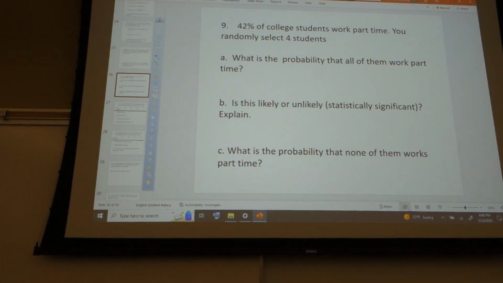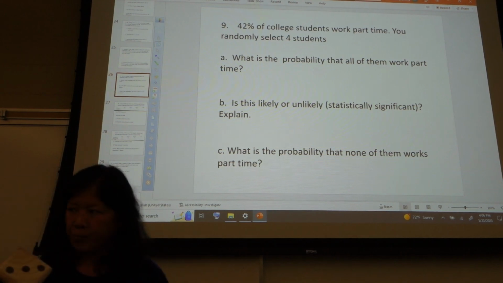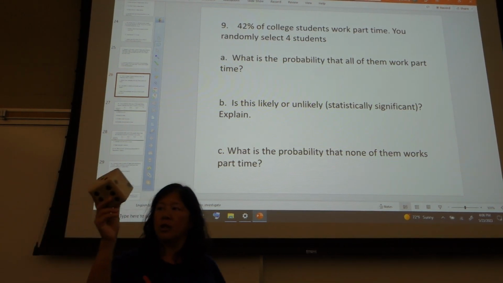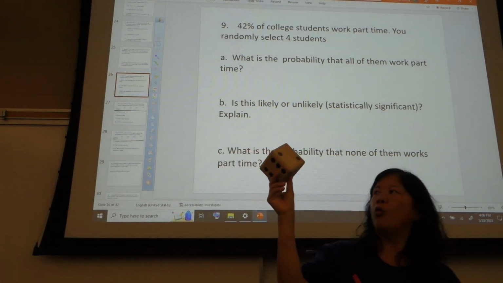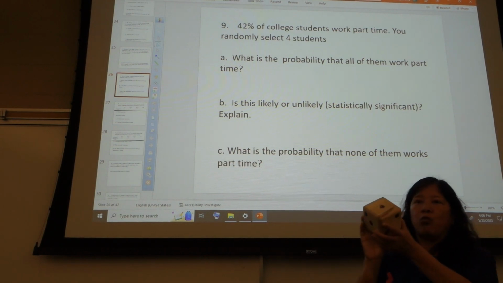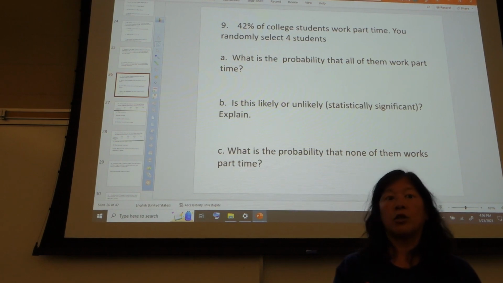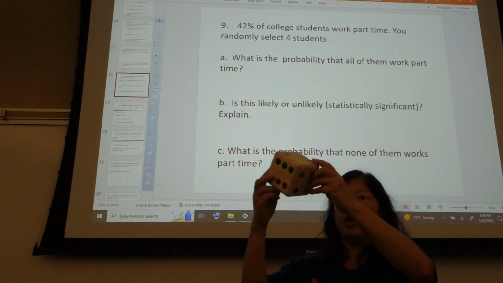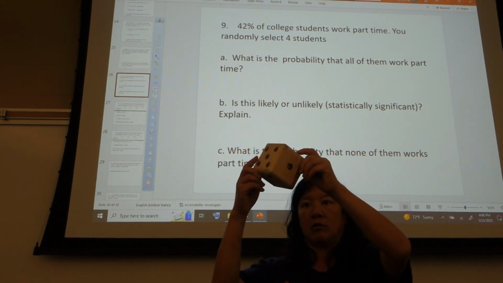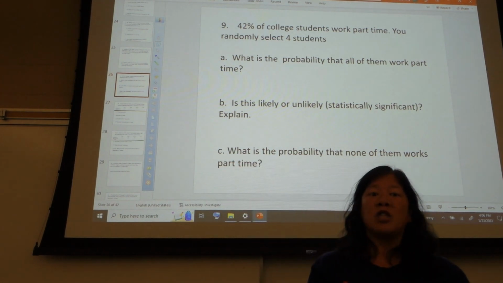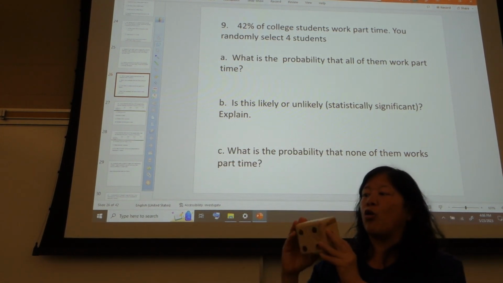Good question. So let's go to this one. Or's a little bit easier. So here's a dice. What's the probability that I roll a 1 on this dice? 1 out of 6. Good. What's the probability I roll a 2 on this dice? 1 out of 6. What's the probability I roll this dice and I get a 1 or a 2?